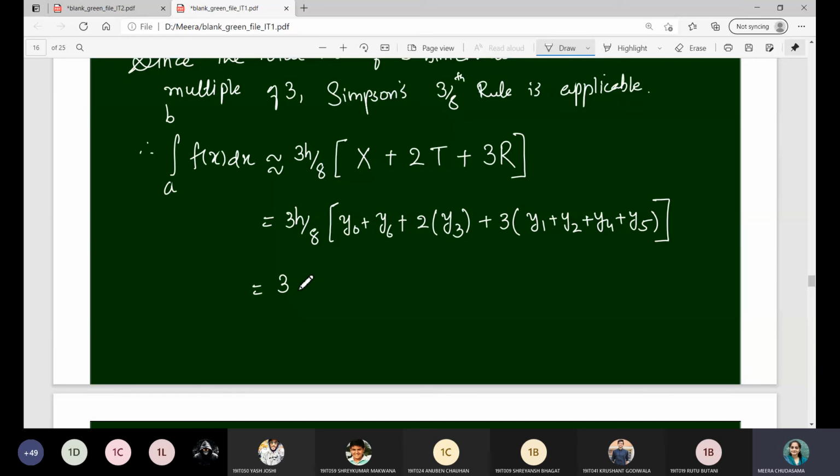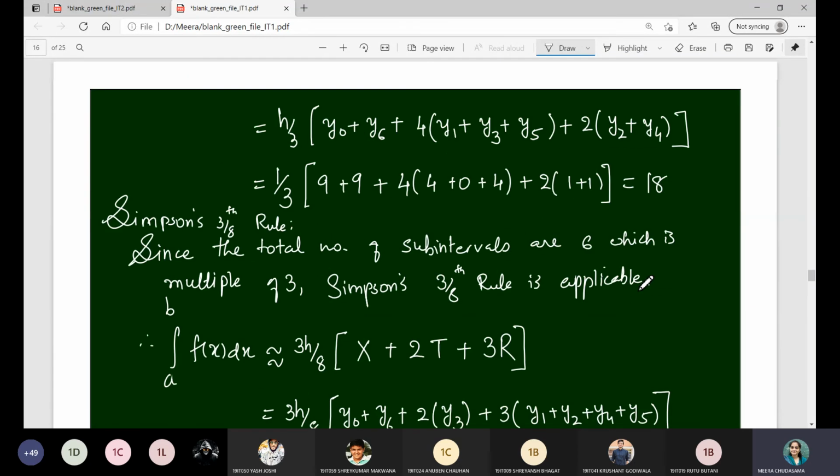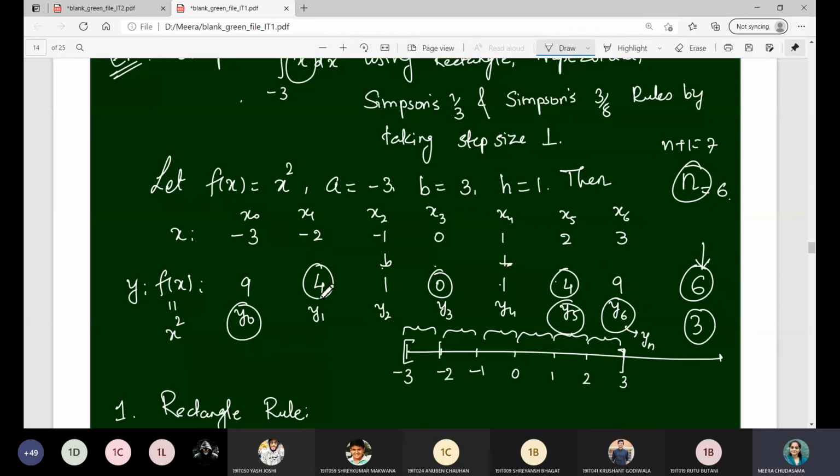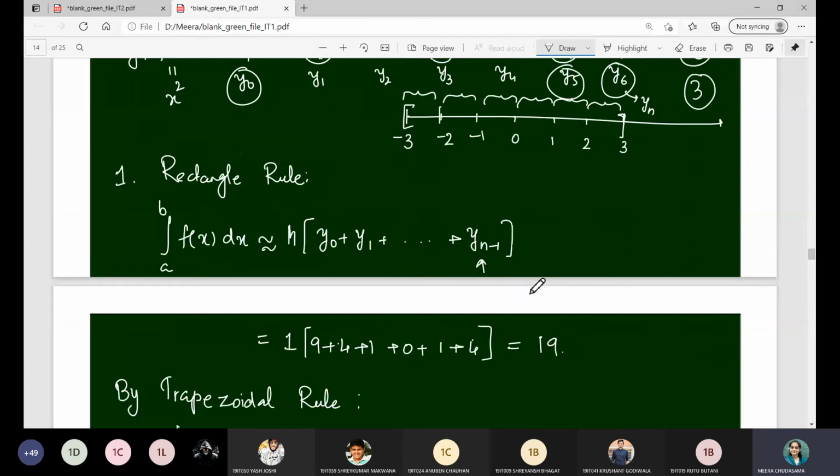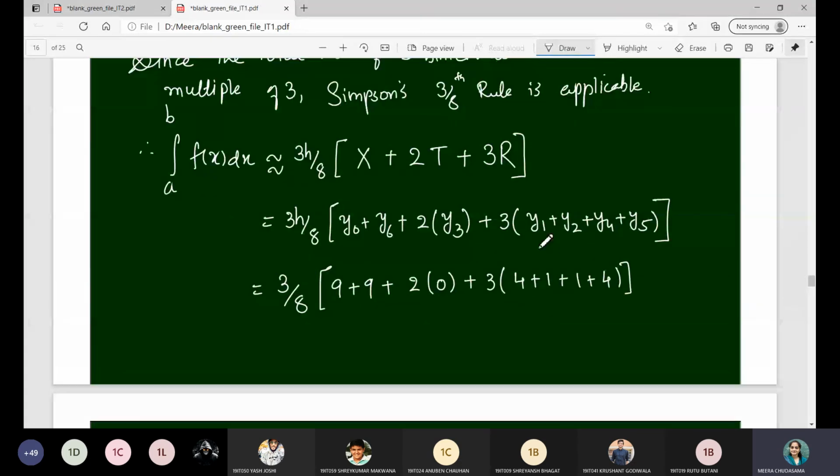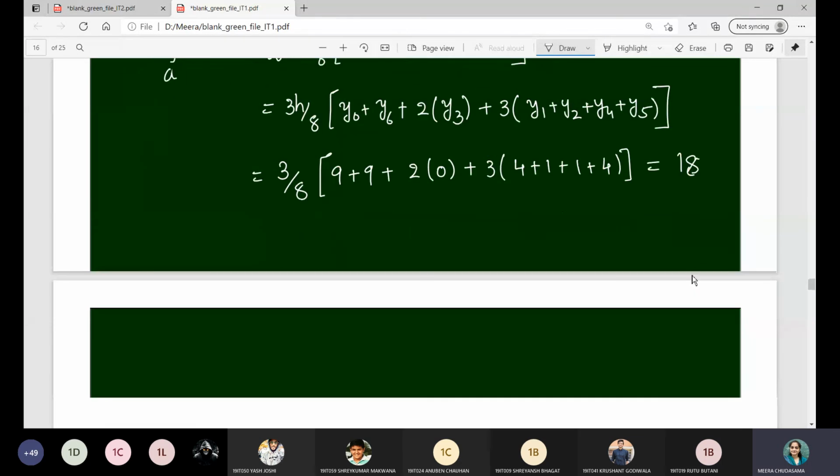So let us substitute these values. 3 by 8, y0 9, y6 9, 2, y3 is 0, 3, then it is 4, 1, 1, 4 if I am not wrong. Let me verify. y1 4 1 1 4, yes, y1 y2 y4 y5, yes. So if you simplify this value, you are getting as 18. Very good. So from the numerical integration, you are getting 18.